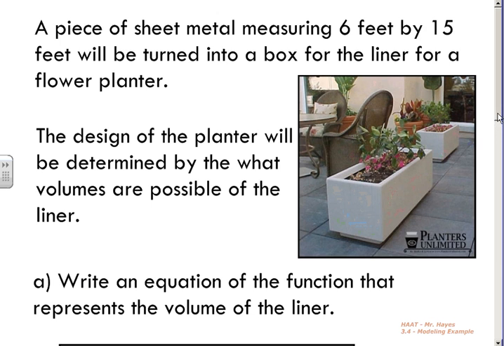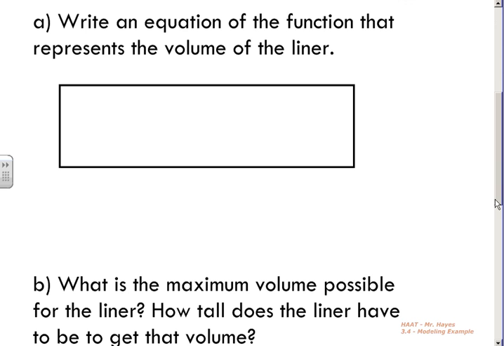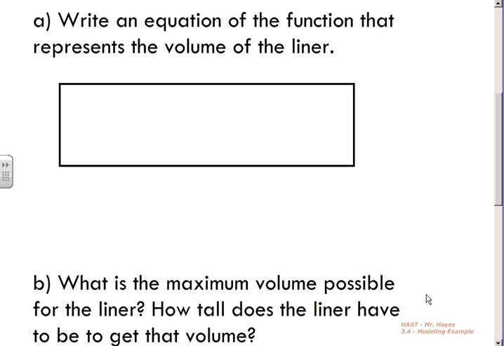I put this picture here just so that you can see what we're doing. You're welcome. All right, write an equation of the function that represents the volume of the liner. Here I've drawn out the liner. It's 15 feet long, 6 feet wide. We're going to cut out these notches, and they're going to be the same size, and then we're going to fold up the edges. That way we don't have leaking off the sides.